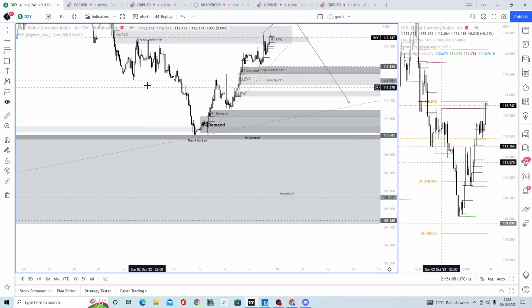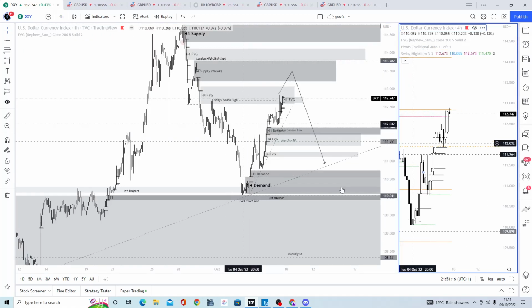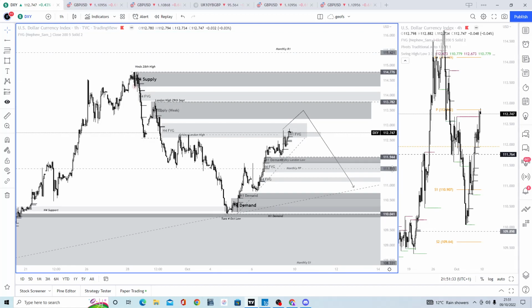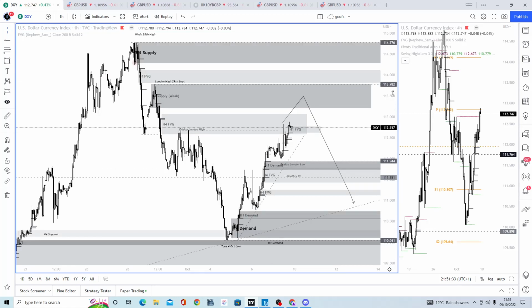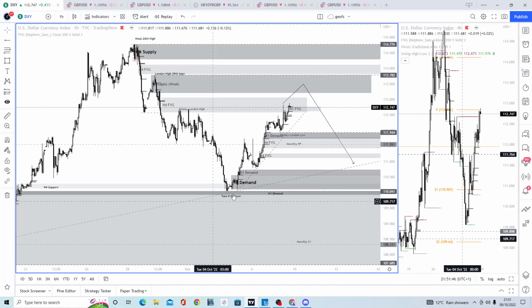Weekly demand. Difficult to tell right now, but we'll see tomorrow. Overnight price action is going to guide us on this one. What do you think, guys? What's the situation? Let's say this was a reaction of demand, and we're going to go bullish. We're going to head for this high, or it's just taking this London high.